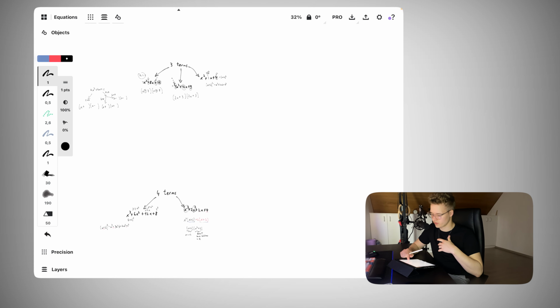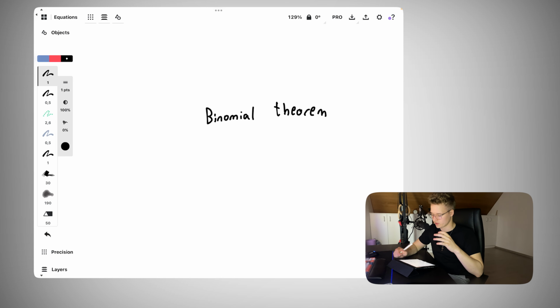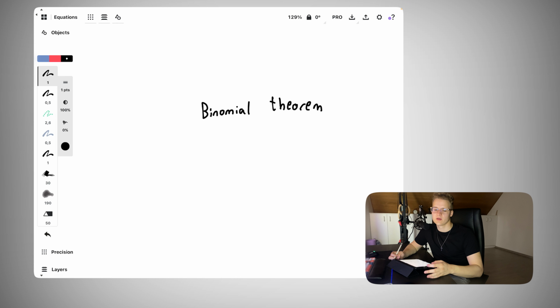Now lastly, we're gonna mention the binomial theorem. The binomial theorem is a bit of a specific case because some teachers explain it very early on. For example, our teacher explained it only in the 4th year of high school, while I have some students that already have to know it in the very first year.